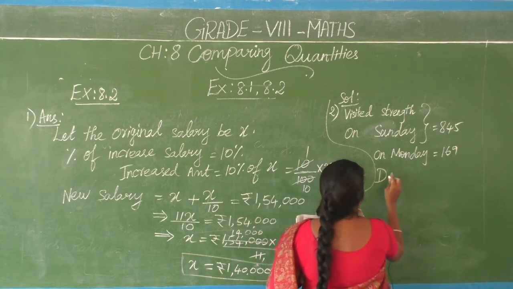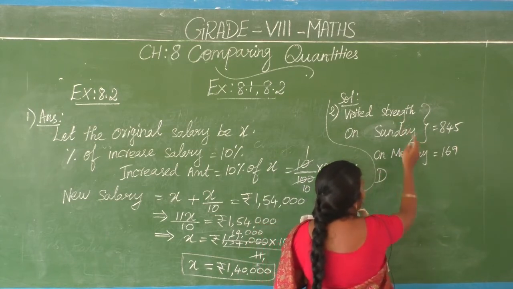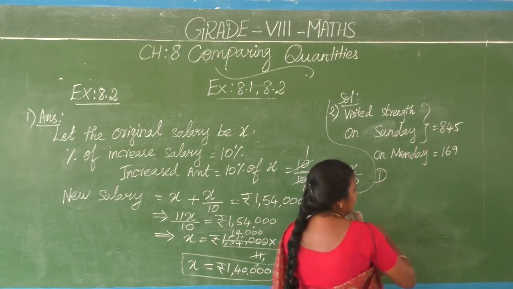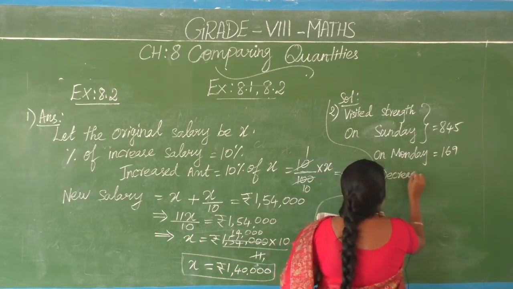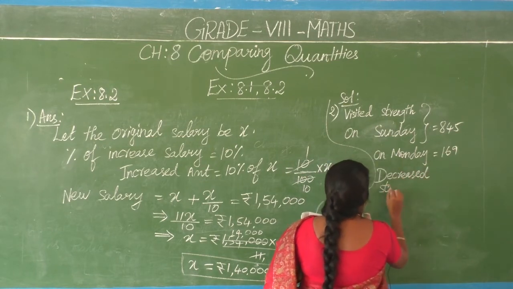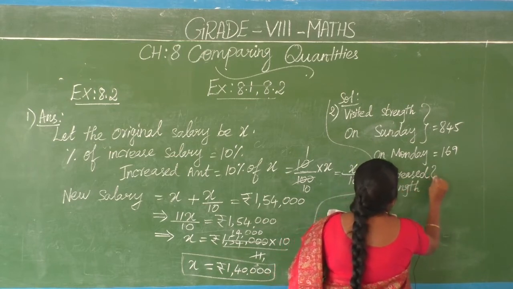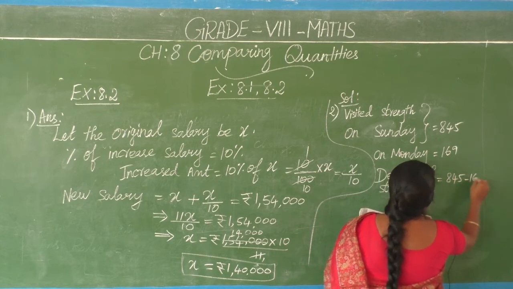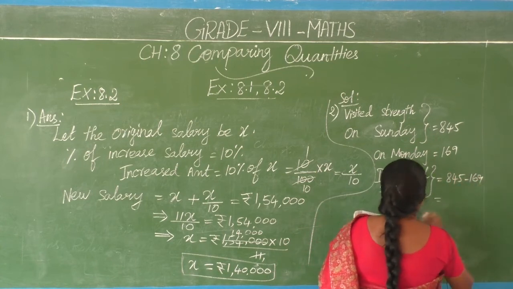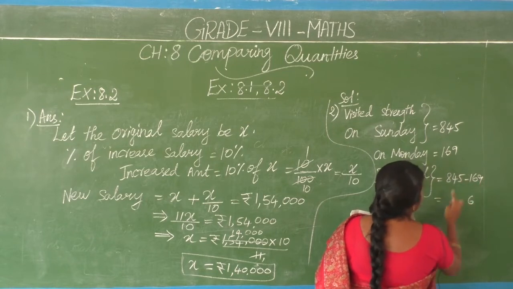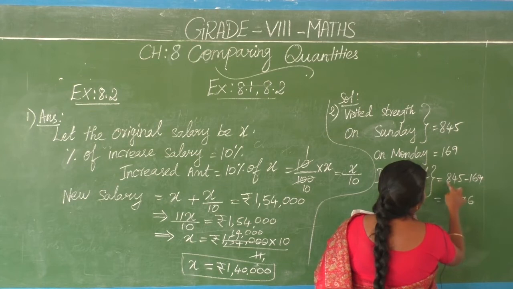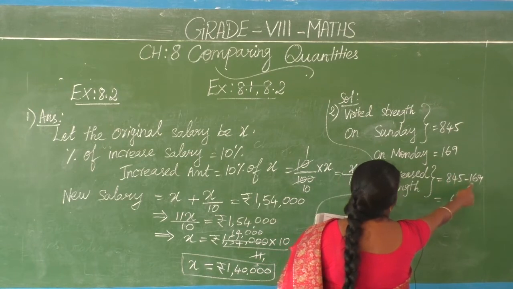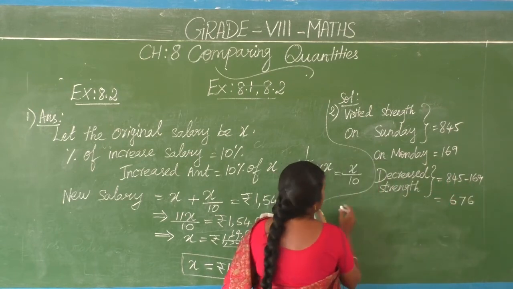So first of all we have to find the decreased strength, no? Comparing Sunday, on Monday only 169 went. So here it is reduced. That strength we have to find, the decreased strength in 2 days. So what to do? Decrease is nothing but the difference between both. If you subtract, what comes? 845 minus 169. 15 minus 9, 6; 13 minus 6, 7; 7 minus 1, 6. 676 will come. Yes or no? The difference between 845 and 169 is 676. That percentage we have to find.